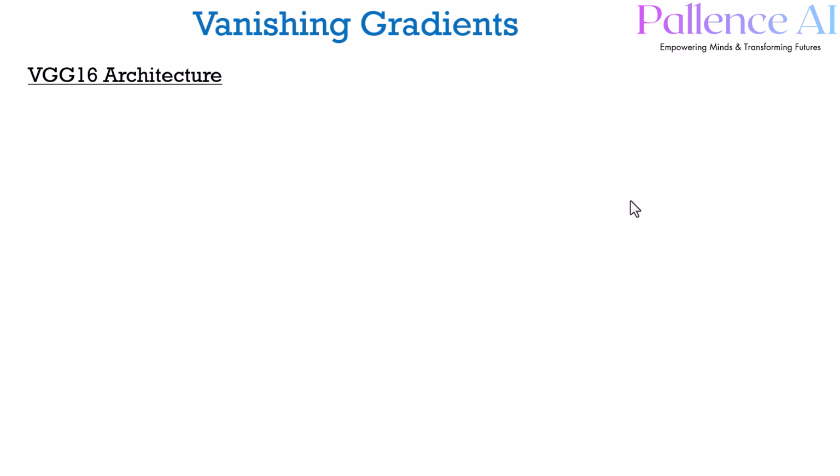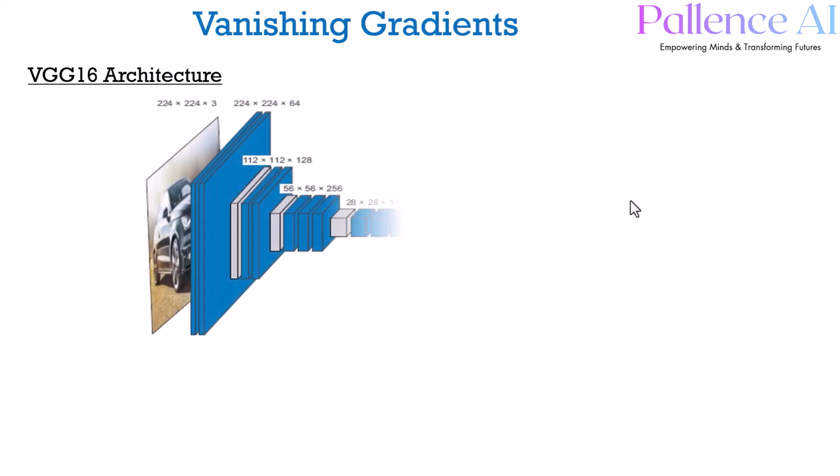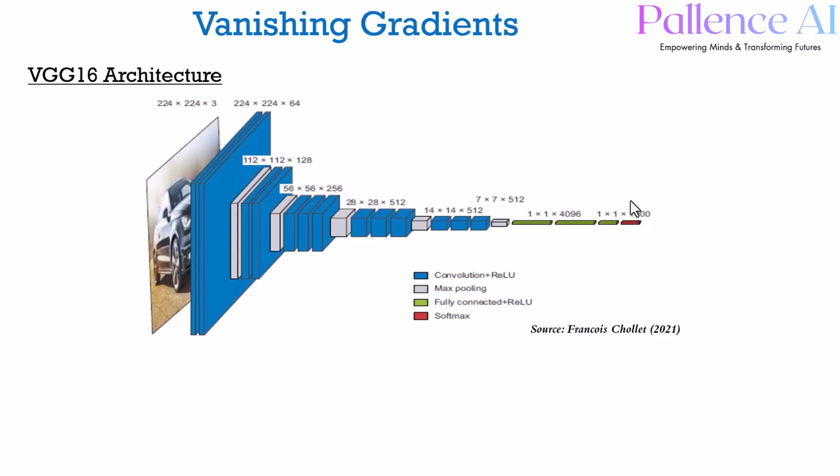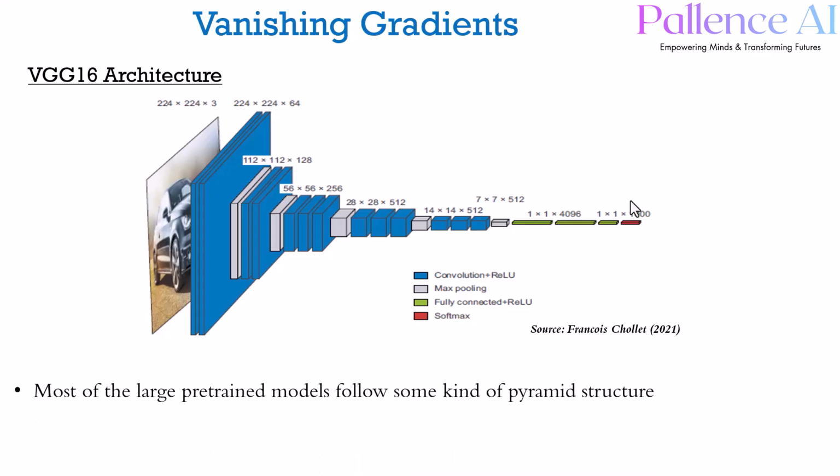So why does that happen? To understand that, let's look at the pre-trained VGG16 architecture. We have leveraged this in one of the previous videos. This is how the architecture looks. We have already seen this in the previous projects, but basically the VGG16 architecture is like a pyramid. Most of these large pre-trained models follow some kind of pyramid structure. So what do we mean by pyramid?